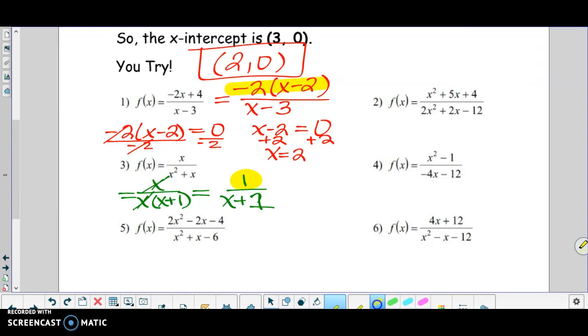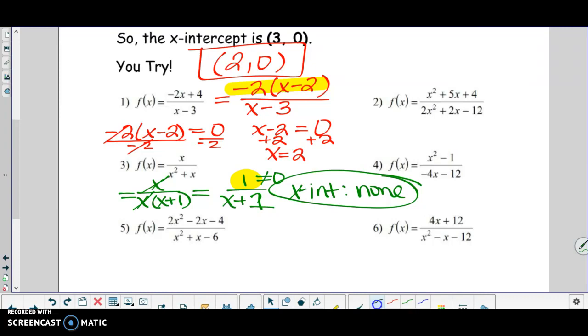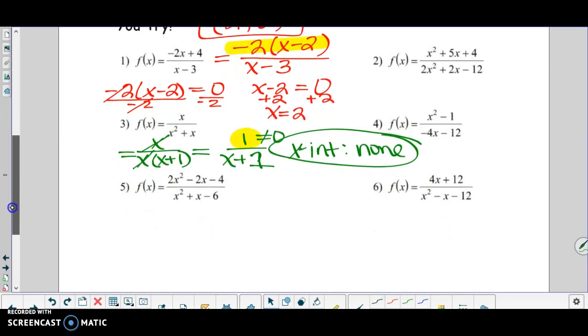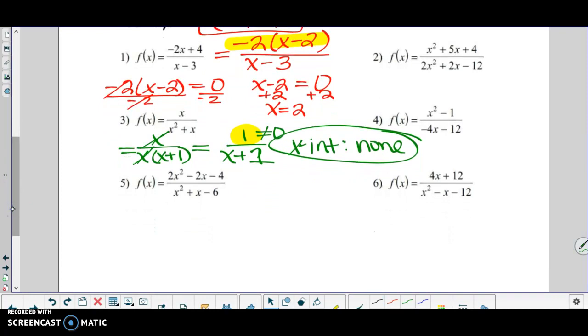So are we going to have an x-intercept if there's not actually an x in the numerator? No. So my x-intercept is just going to be 0? No, not 0. That means there's something there. It's going to be none. 1 cannot equal 0. Okay? 1 cannot equal 0.